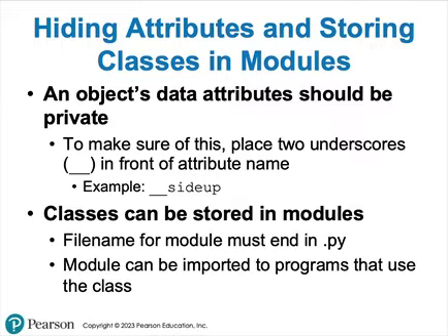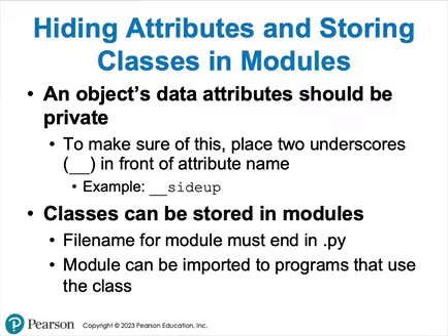The data attributes should be private, and the way we make a data instance or a variable private within a class is to put 2 underscores in front of the name. So we would really want to use __side_up so that it is private. That means only things within the object instance can reference, look at, or alter that variable.